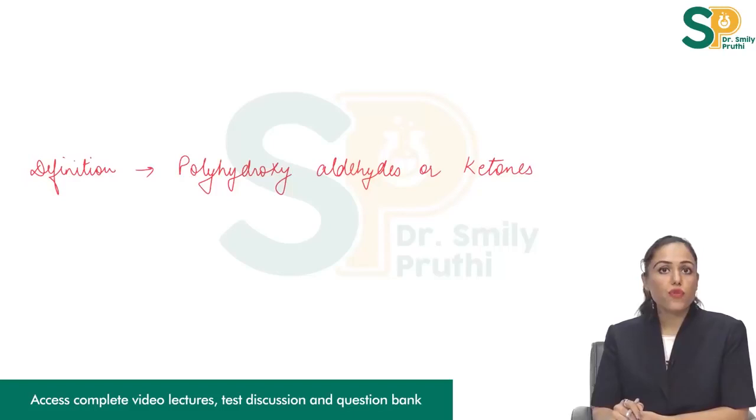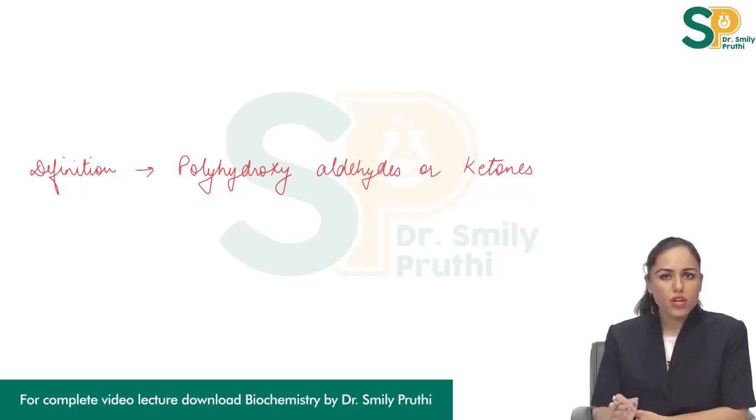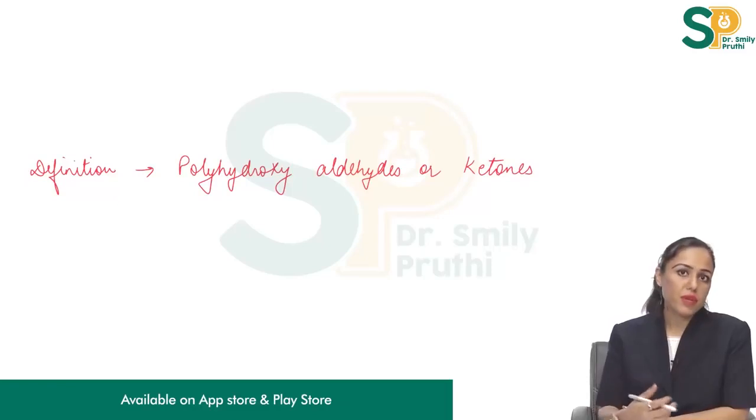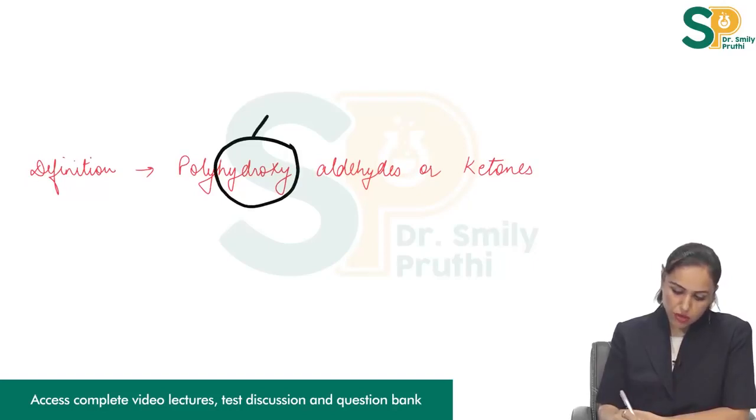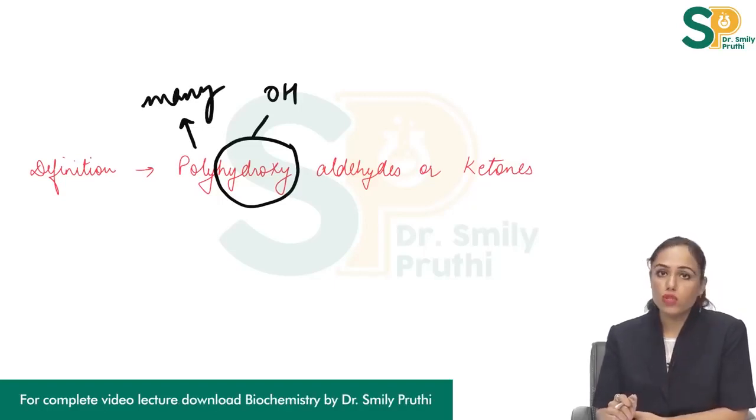Now coming to the definition of carbohydrates, the definition is polyhydroxy, aldehyde and ketone. So there are 2-3 words in the definition. I'll be taking each word one by one and I'll be explaining so many points out of each word. So the first word is polyhydroxy. See, hydroxy means which group? OH group, and poly means many. So carbohydrates have many OH groups.